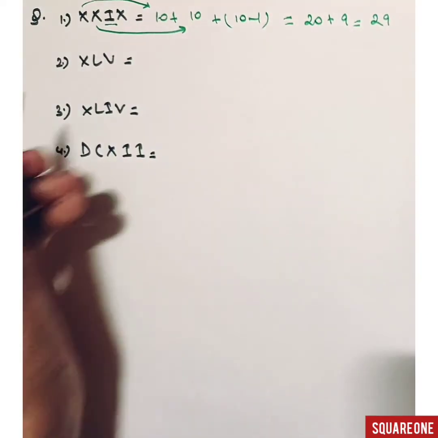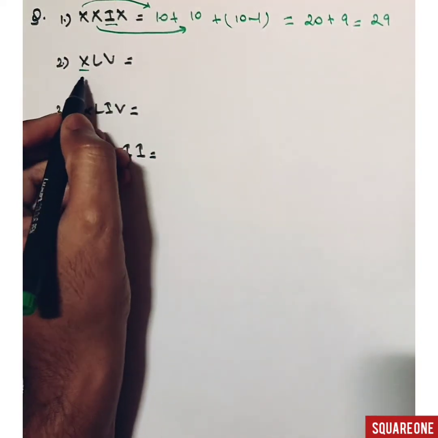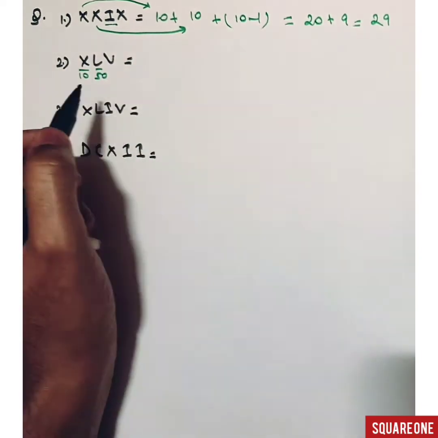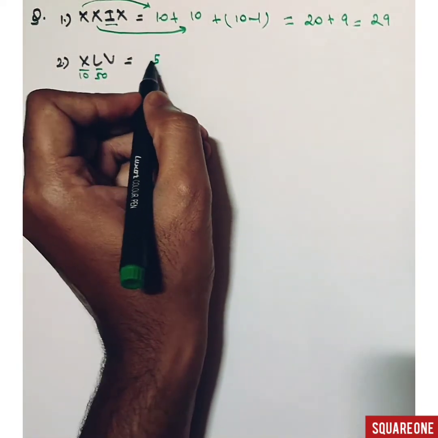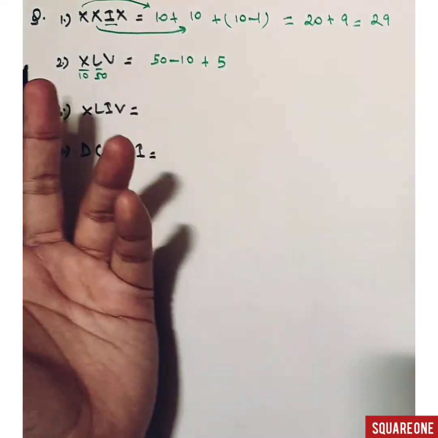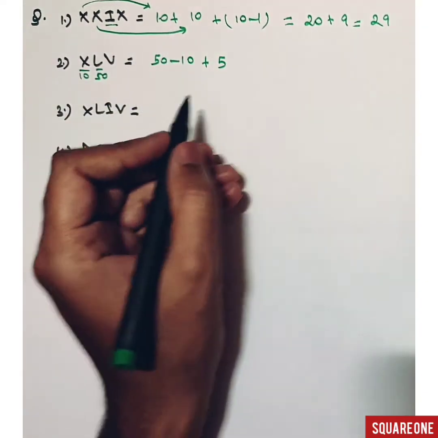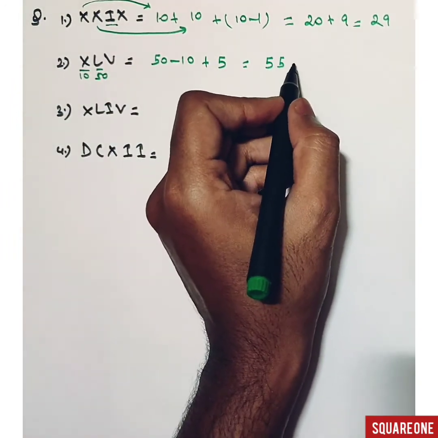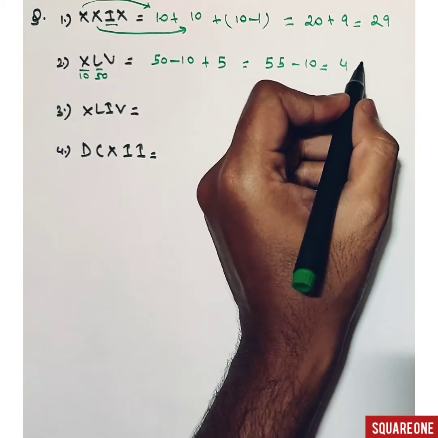The next number says XLV. This here is 10, this here is 50. Smaller value on the left is subtracted. So this will be written as 50 minus 10. Then we add the rest, which is 5. We keep adding until we have to use the minus sign. 50 plus 5 is 55. Minus 10, this becomes 45.